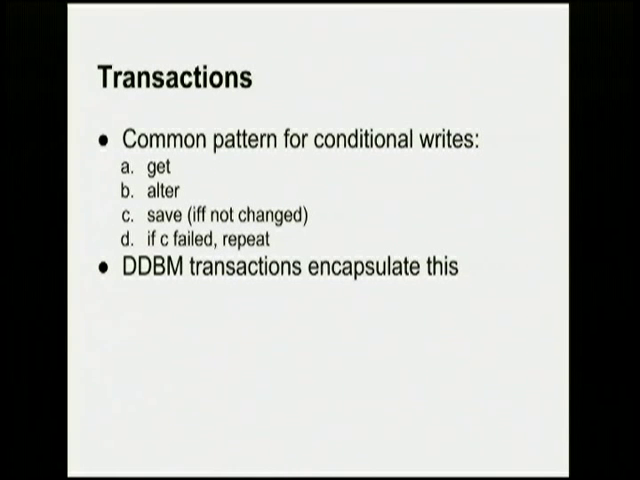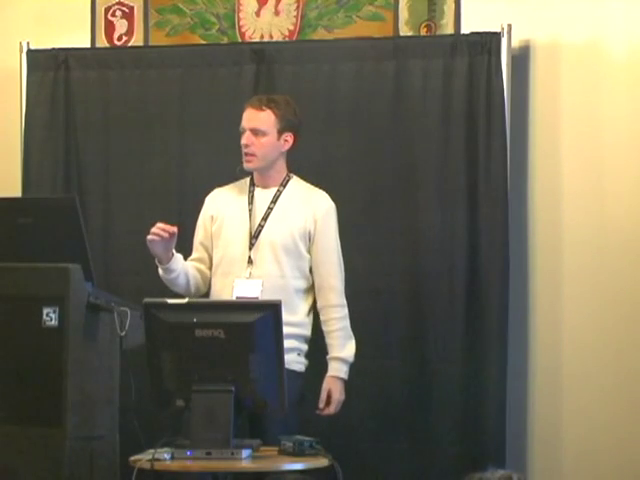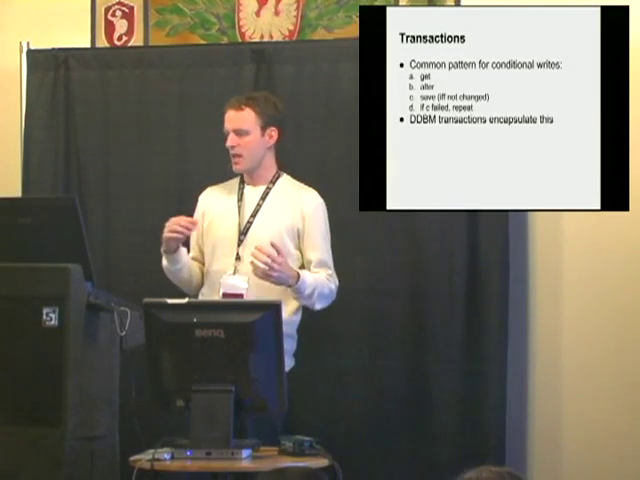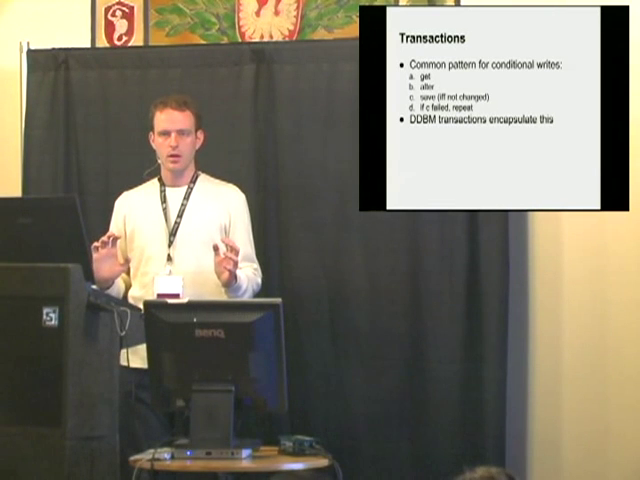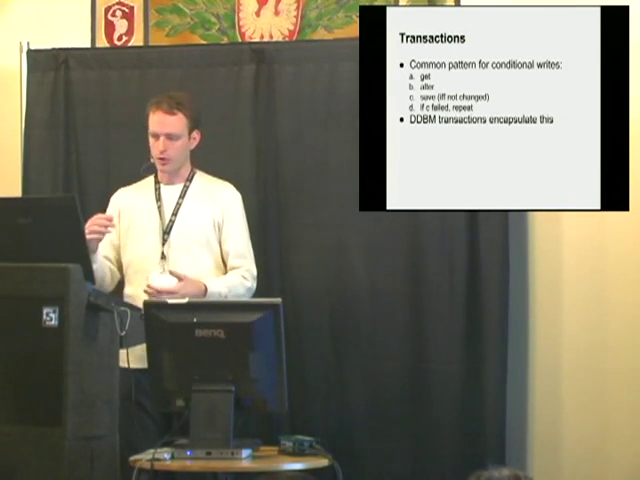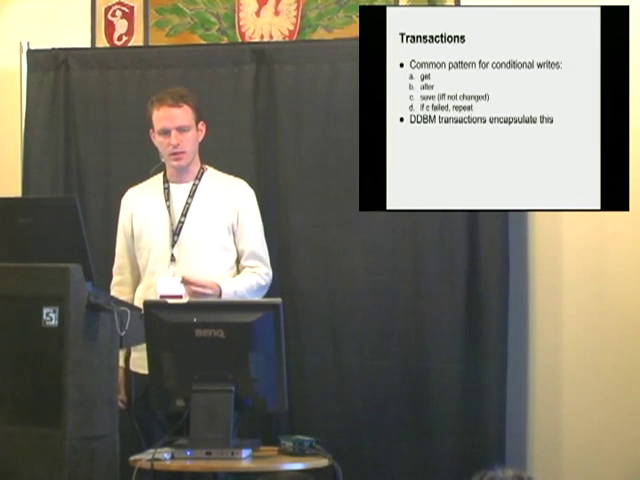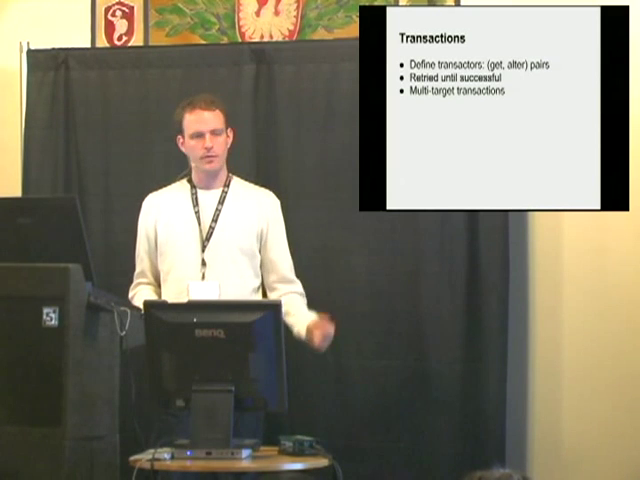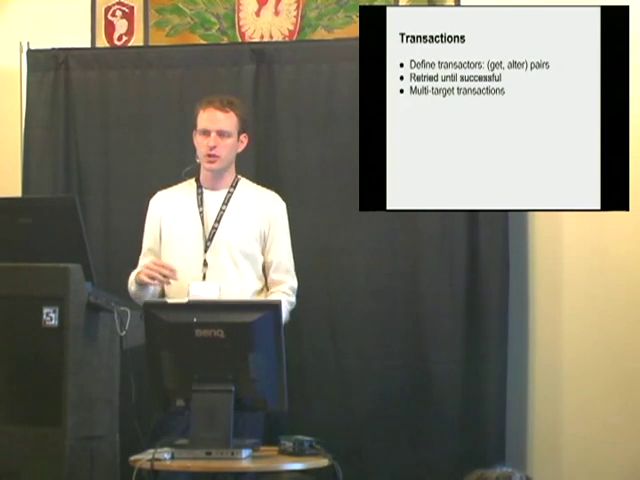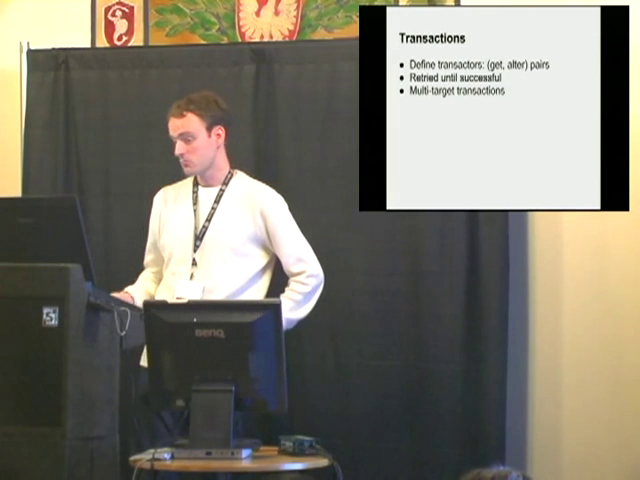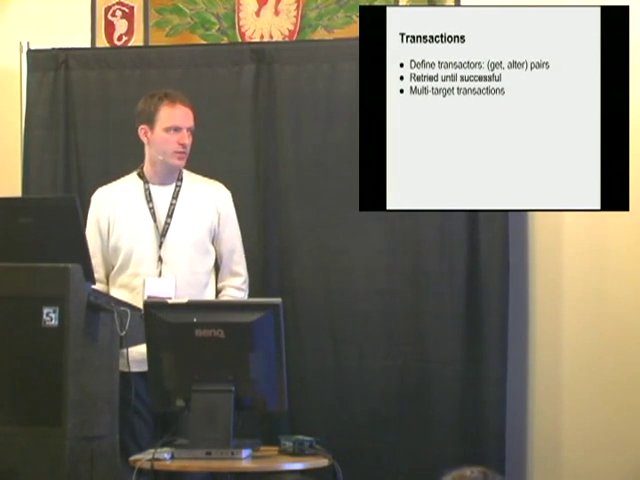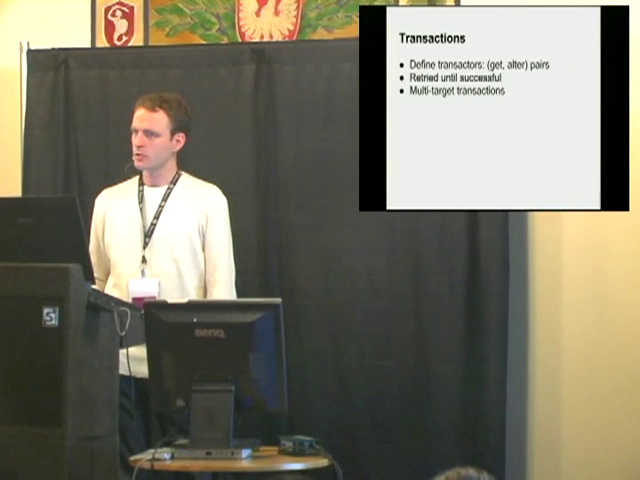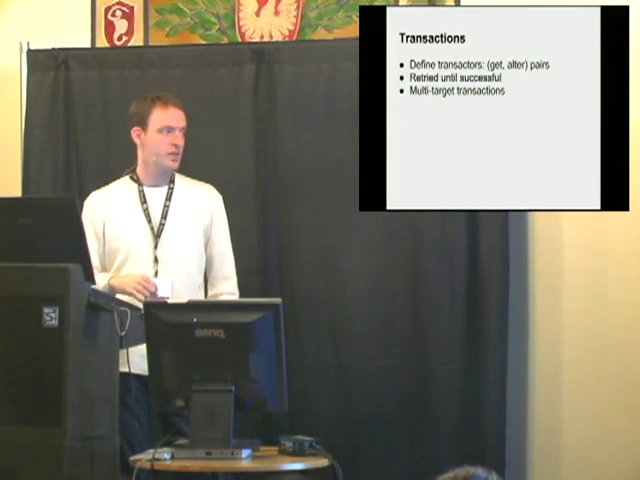And we also added something called transactions, because most of the time the pattern for a conditional write is: get something from the database, modify it, save it if and only if it hasn't changed, and if it has changed, start over. So we made a class that does this in your stead and makes it a little bit easier. You just have to define functions that say, my transaction is going to modify this and that object. And it's automatically retried until it's successful. And the cool thing is that a single transaction can target multiple objects, sometimes even in multiple tables.